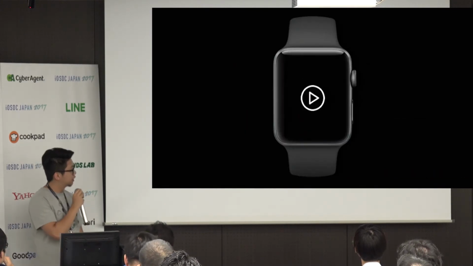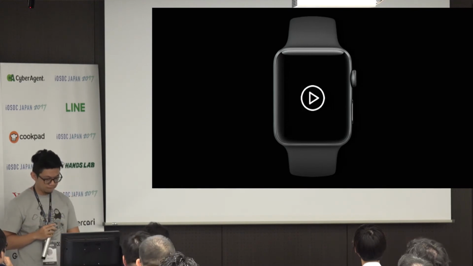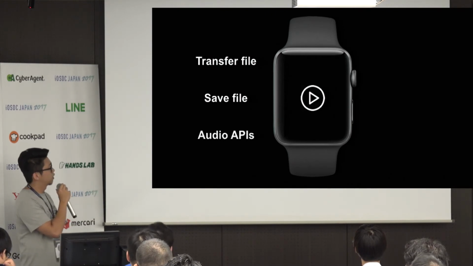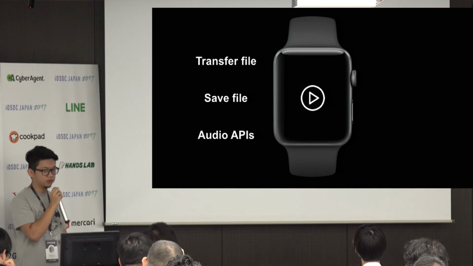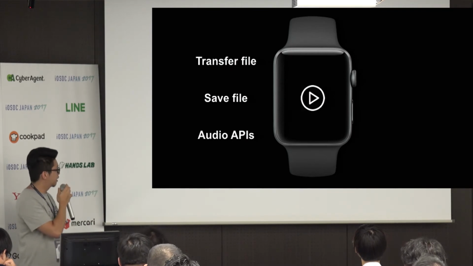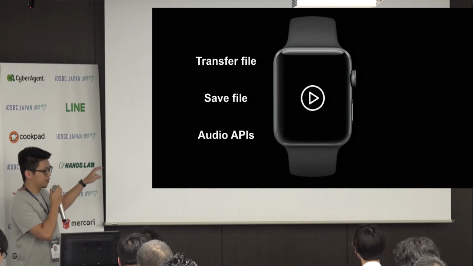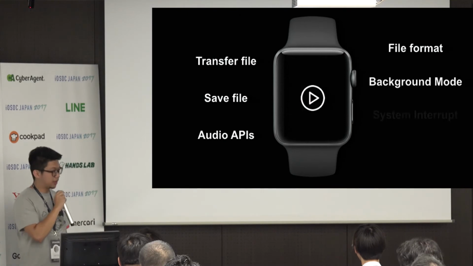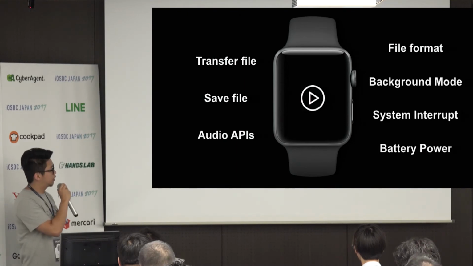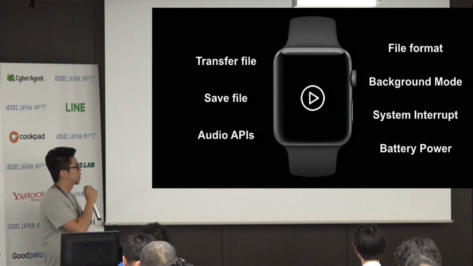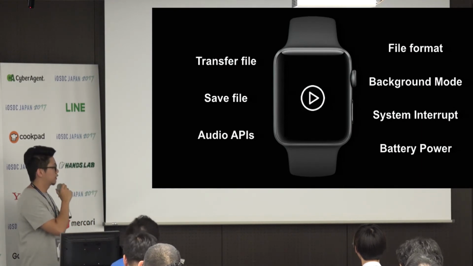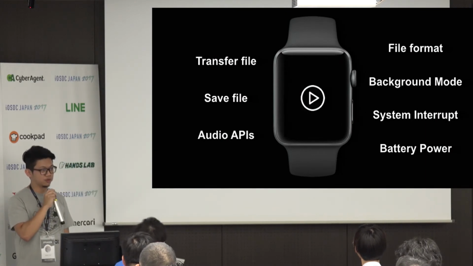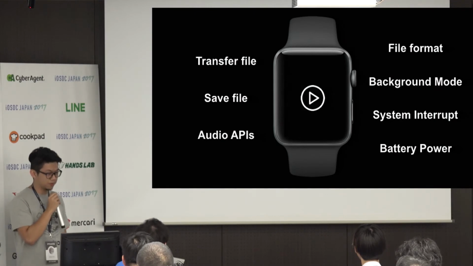So that's all. Let's make a recap. If you want to make a player, you should follow these 3 steps. You should know how to transfer a file to your Apple Watch and save it to a proper place, and use some audio APIs to play the music. And after you finish your player, you should be concerned about these 4 issues: the file format, the background modes, the system interrupt, and battery power. So after my guidance, you all can make your own player on your Apple Watch.